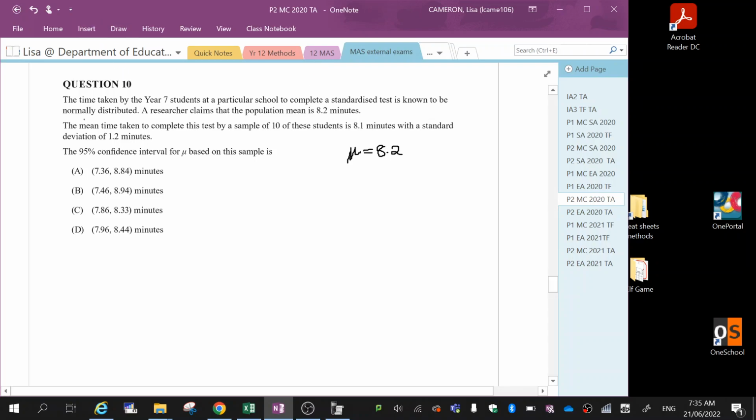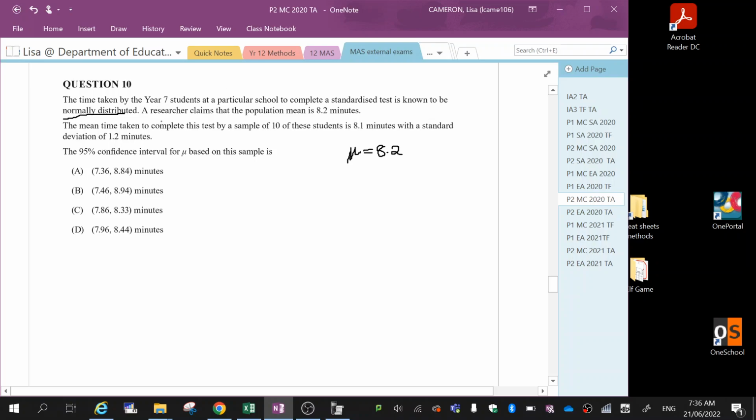Now, if they tell you that it's normally distributed, they have to say that if the number of people in your sample is less than 30, or if they don't tell you how many people are in the sample, so that way you're assuming that it is normally distributed.